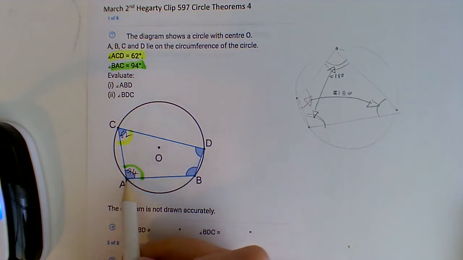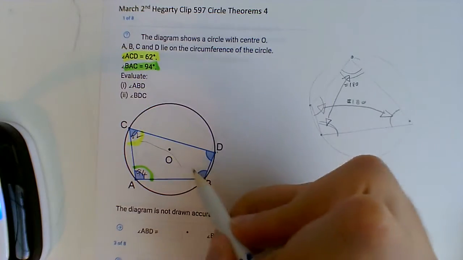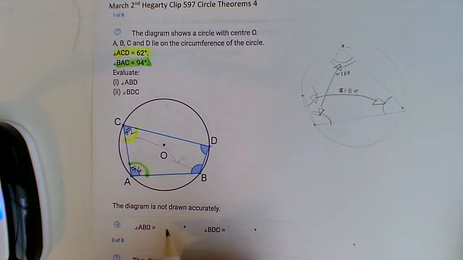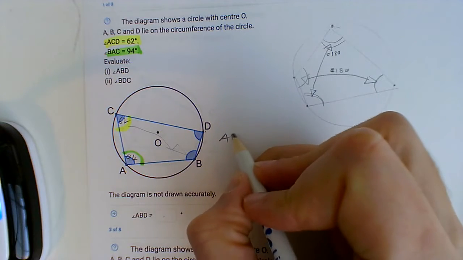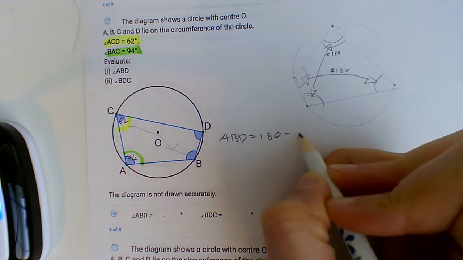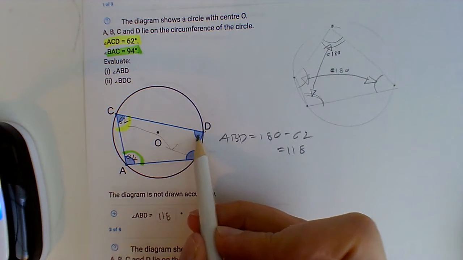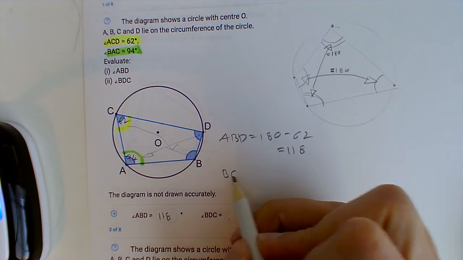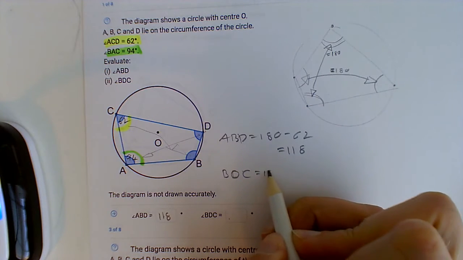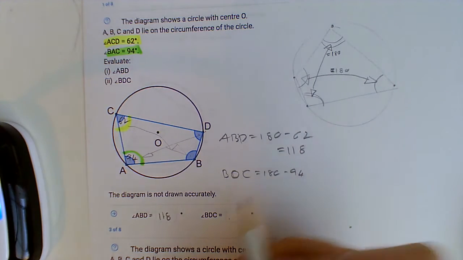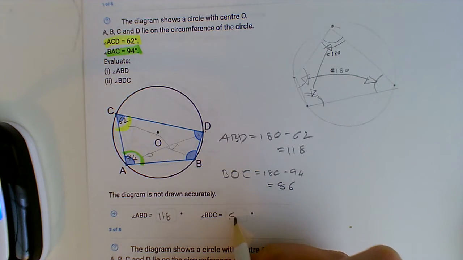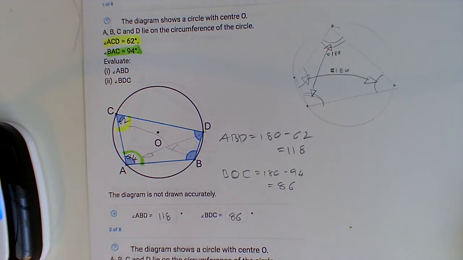Figure out ABD. So A to B to D is this one. So it will be opposite to 62. So to figure out this one, I'll do 180 minus 62, which is 118. And to figure out BDC, B to D to C, well, that one is opposite the 94. So that'll give me 86. Okay, so if you pause the video now, please, have a go at your question 1 and question 2, and then come back when you're ready.